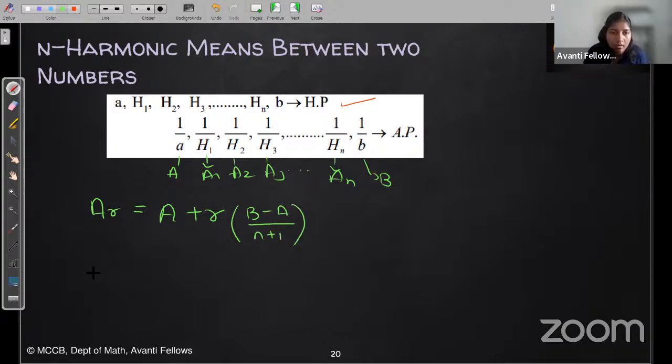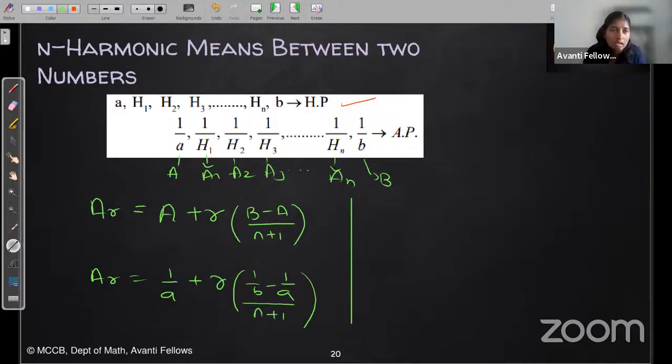Okay. Now AR. What is capital A here? Capital A is nothing but 1 by A. Correct? Plus. What is R? R as it is. Let me keep R as it is. Capital B is 1 by B minus 1 by A divided by N plus 1, right?